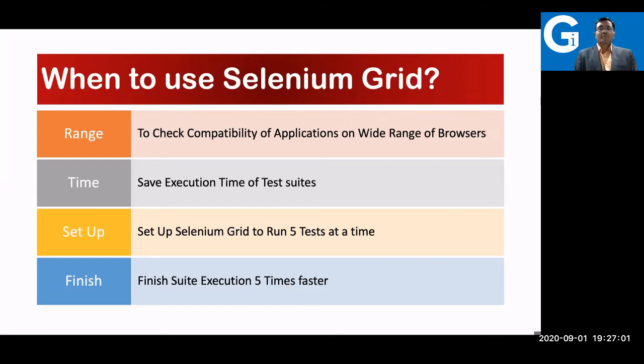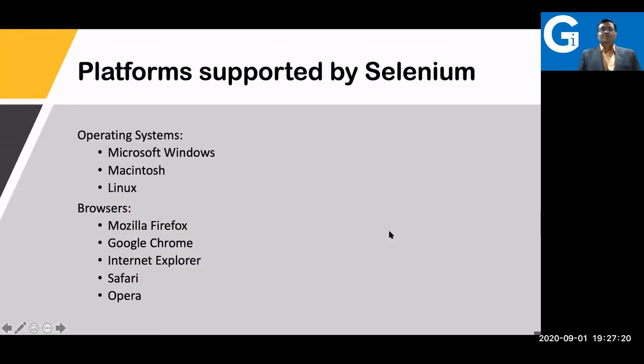now. For example, you can set up the Selenium Grid to run 5 tests at the same time. You can finish the execution 5 times faster than with the previous Selenium component we saw. So this is something to improve performance by doing things in parallel. This is what Selenium is all about.